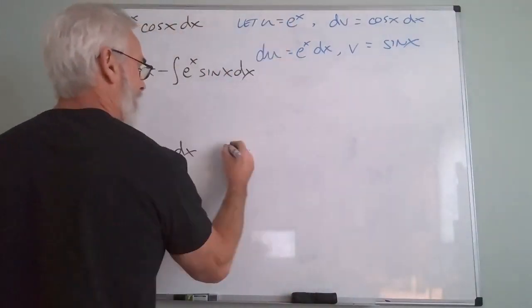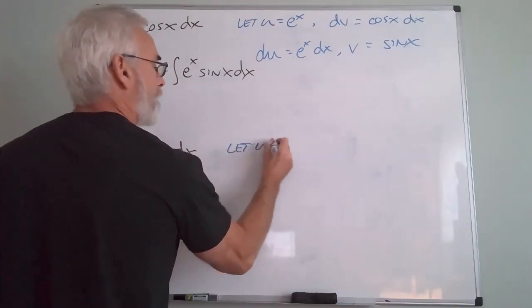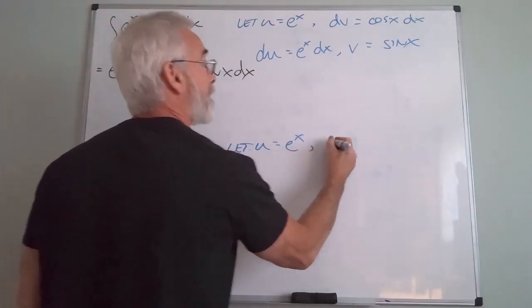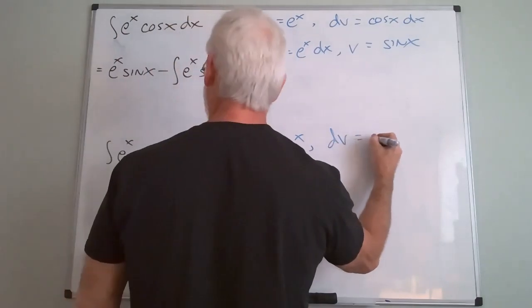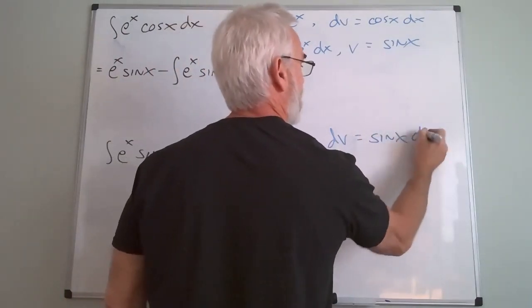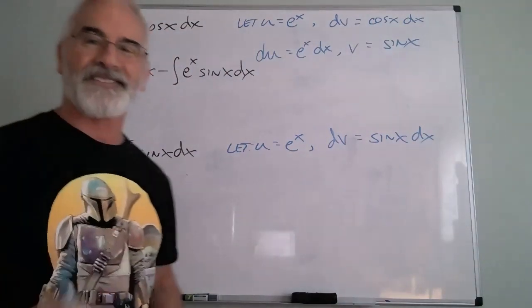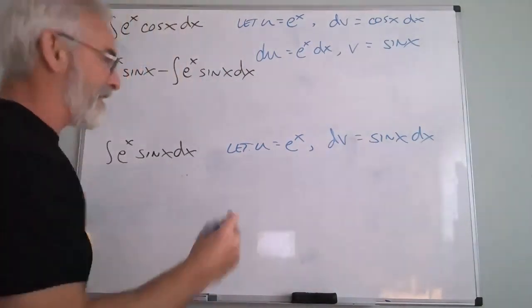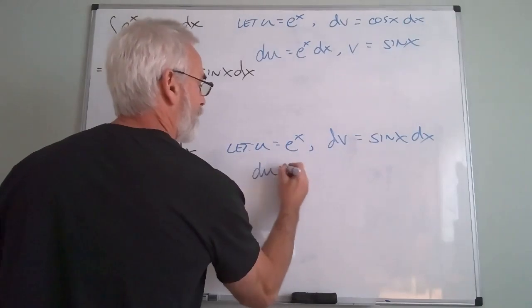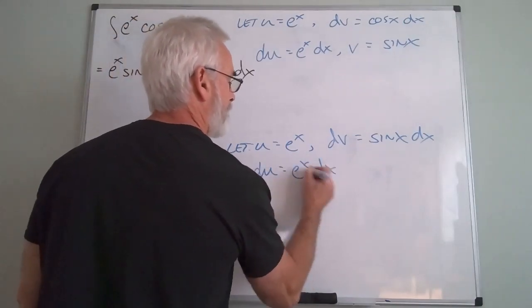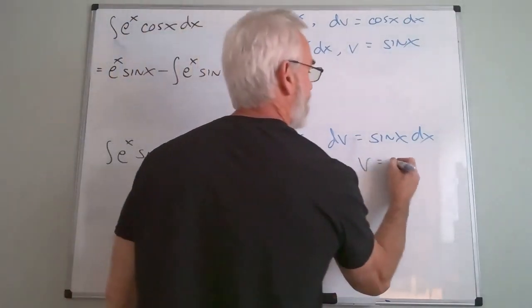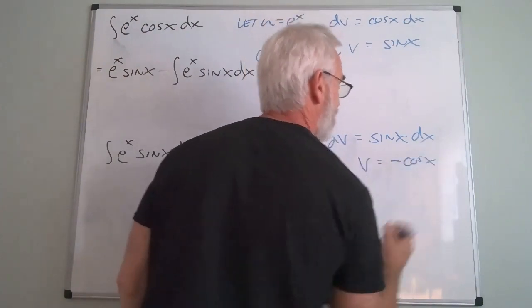So let's not choose poorly this time. Let's stick with the same choice. So once again, I'm going to let u equal e to the x, and my dv will be sine x dx. Now, I did tell you this one was kind of evil and kind of nasty and kind of gnarly, but let's face it, sometimes the evil ones are more fun anyway. So then my du is e to the x dx. My v is the negative of the cos x.